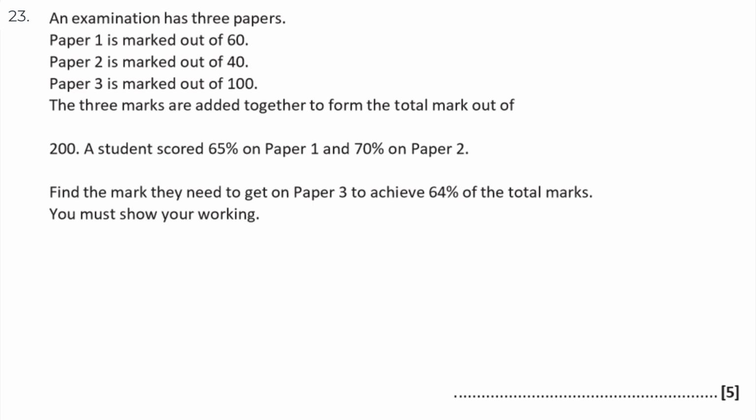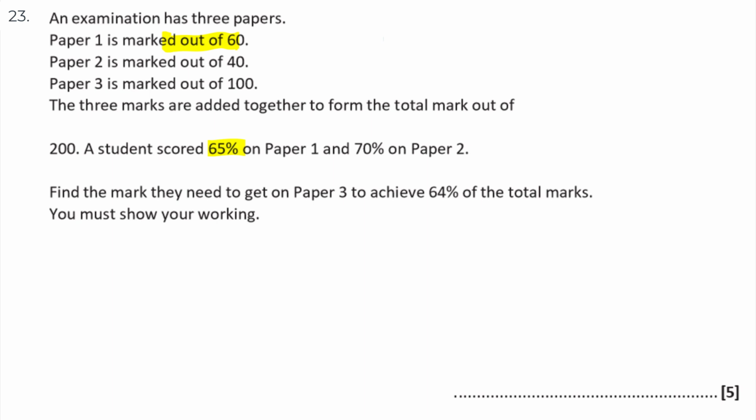Well, we need to work out what all these percentages we've got first to work out how many marks we got first on paper 1 and 2. Then we can work out how many marks we need on paper 3 then, don't we? Okay, so paper 1 is marked out of 60 and the student scored 65% of that. So what we need to do is work out 65% of 60.